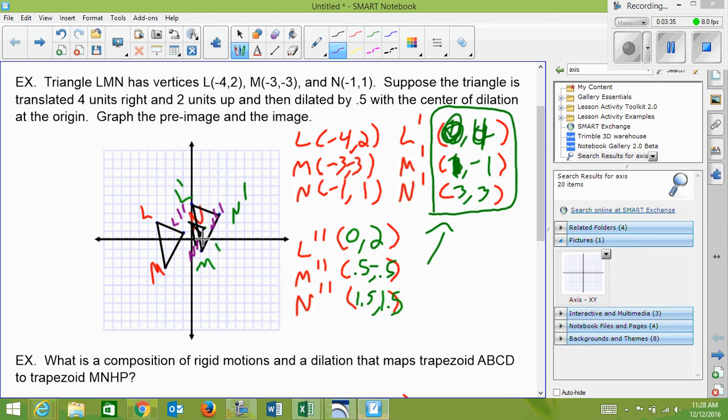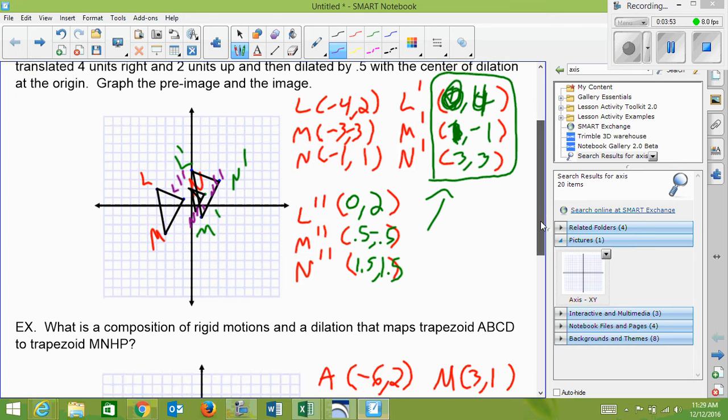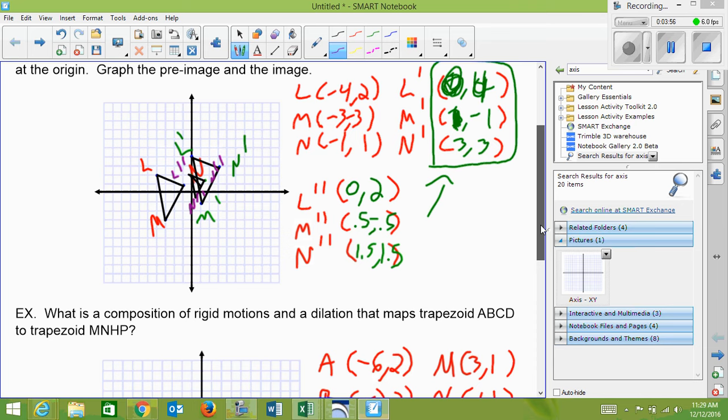So again, I like to do the in-between one, which is this one, just because then it's easier for me to see what's happening. Could I have done the half first and then went 4 to the right and 2 up? You should get the same answer. I just went in the order that they gave us. Okay, so that's one type of thing you might have to do.